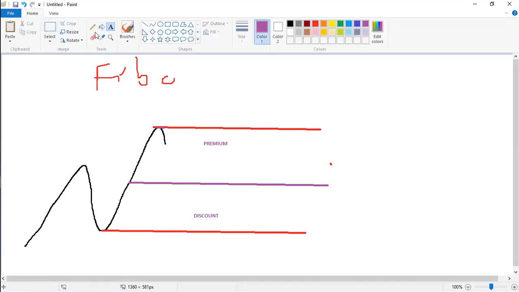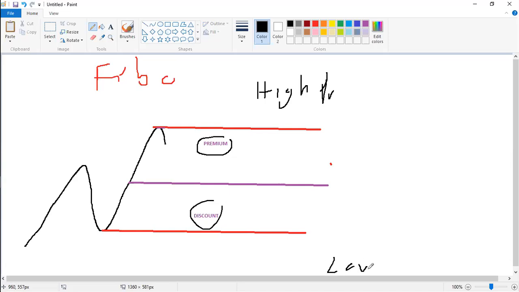For those people who don't know the meaning of these words, premium means high prices, discount means lower prices. So when the market is bullish, we always want to buy in discount. Remember that we always want to buy in discount. Why? Because the banks also want to buy low. They want the low price. So we always buy in discount.